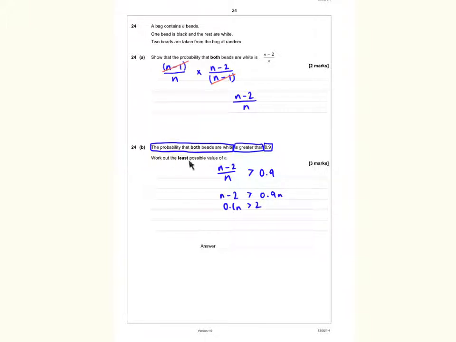We need to answer this question, work out the least possible value of n, and that will give us our mark. So here, we would have to divide by 0.1 on both sides, and that will be 2 divided by 0.1, that's 20. Okay, 0.1 goes into 2 20 times. So n is greater than 20. Now, if n is greater than 20, the least possible value of n, it's not 20, it has to be 21. Okay, and it's 21, not a decimal, because we can't have a decimal when we're counting beads. Okay, so 21, this is your third mark here.